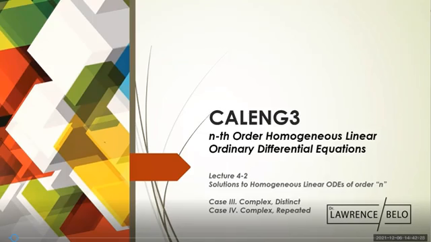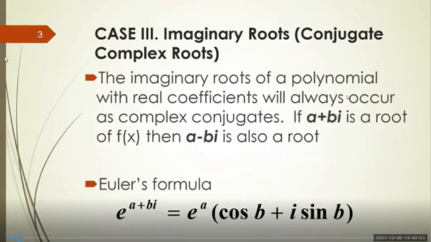Solutions to nth order homogeneous linear ordinary differential equations. For cases 3 and 4, we'll be taking up complex and distinct roots, and complex and repeated roots. So for case number 3, the complex and distinct roots, we basically have imaginary roots, and they are conjugate complex roots. So let's just say the roots are m is equal to 0 plus and minus i.